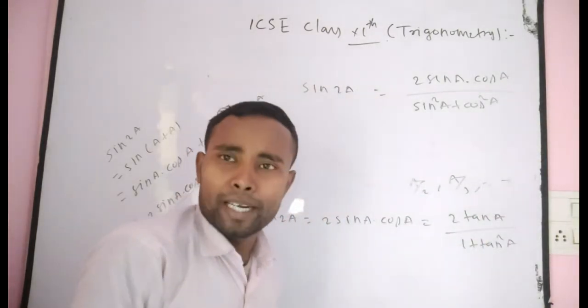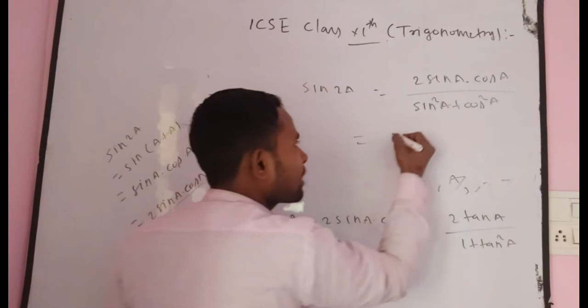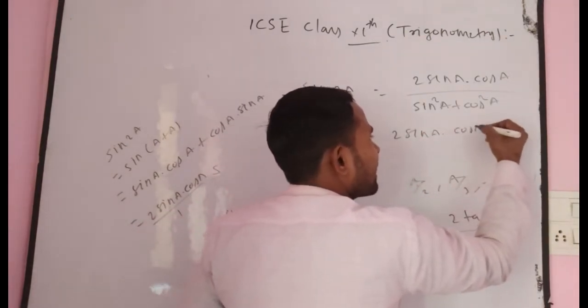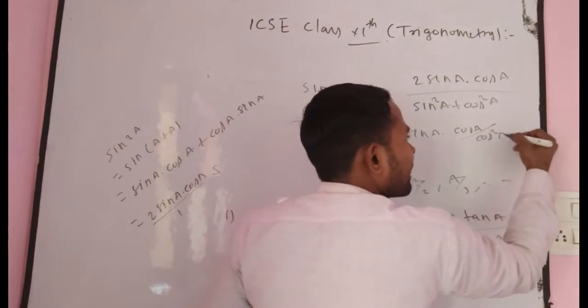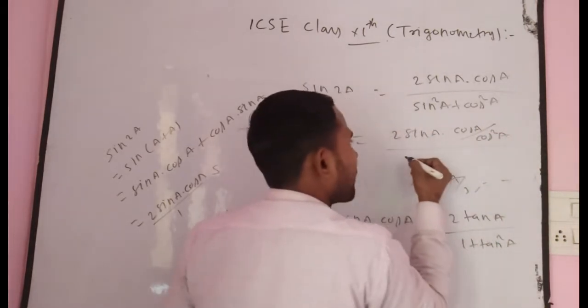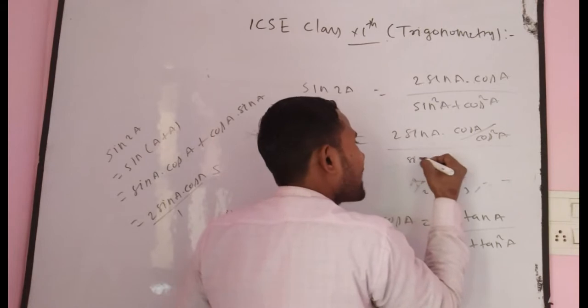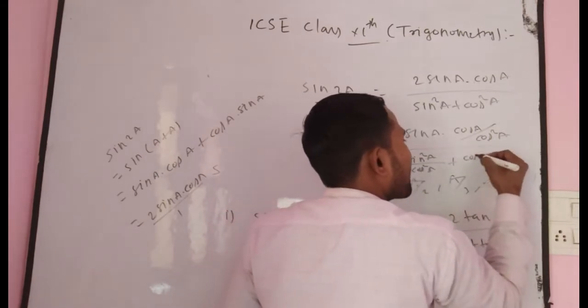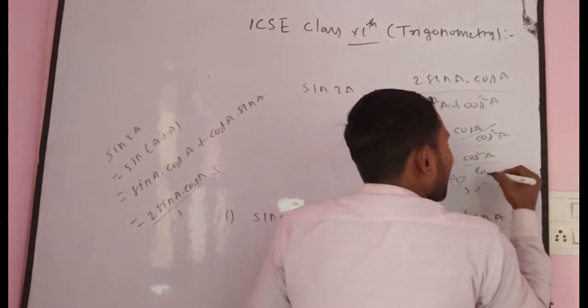Dividing numerator and denominator by cos square A, you definitely get 2 sin A into cos A divided by cos square A. In the denominator we also divide by cos square A, then you get sin square A divided by cos square A plus cos square A divided by cos square A.